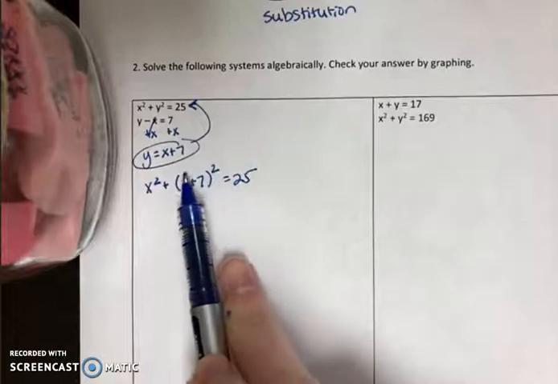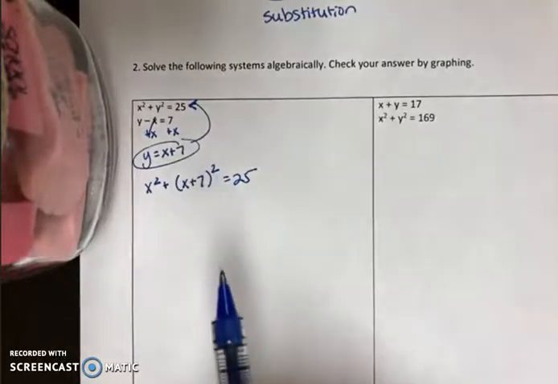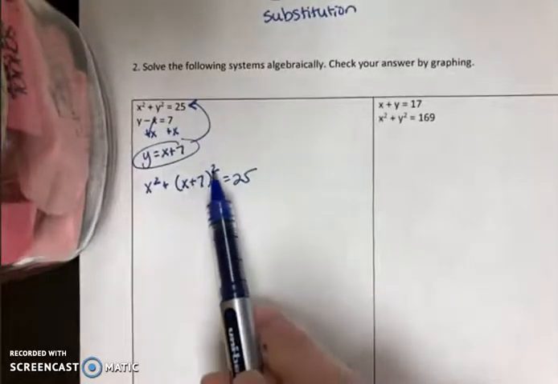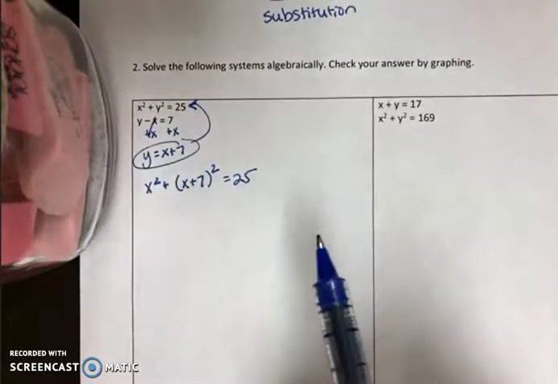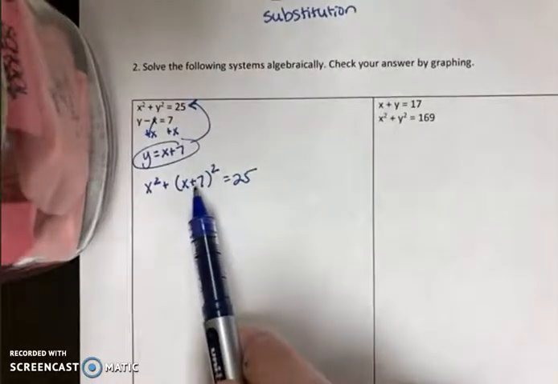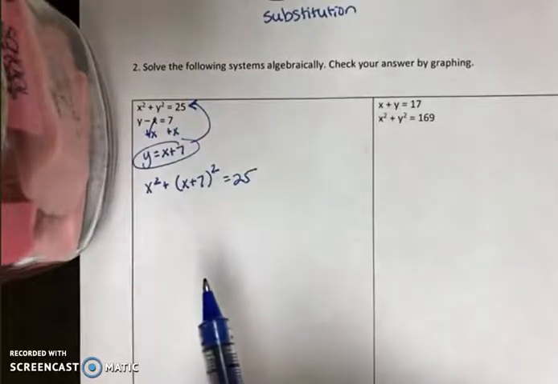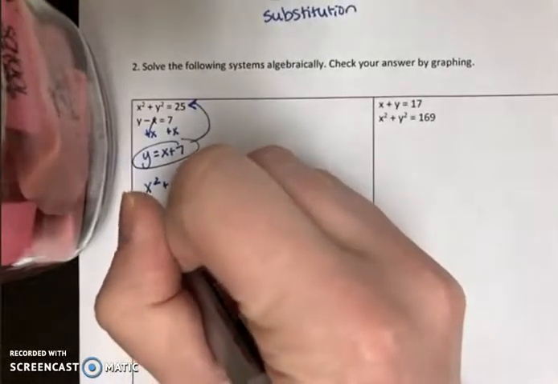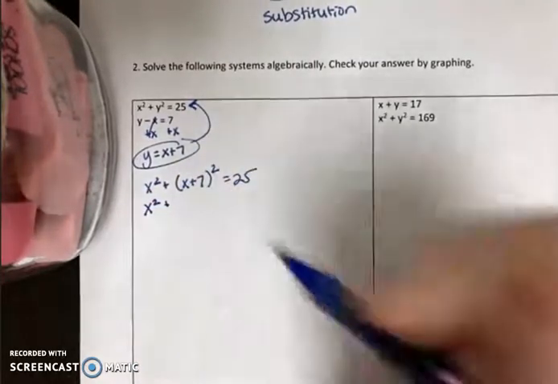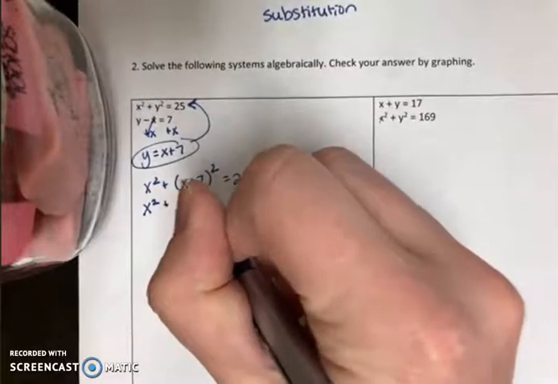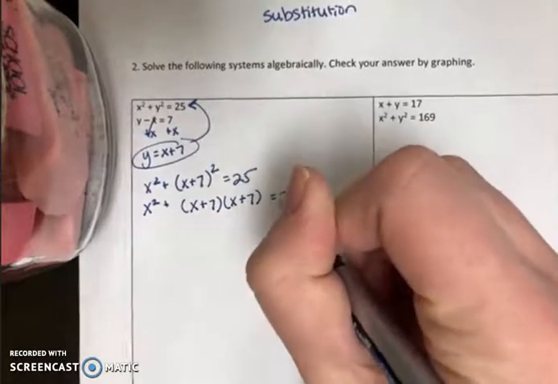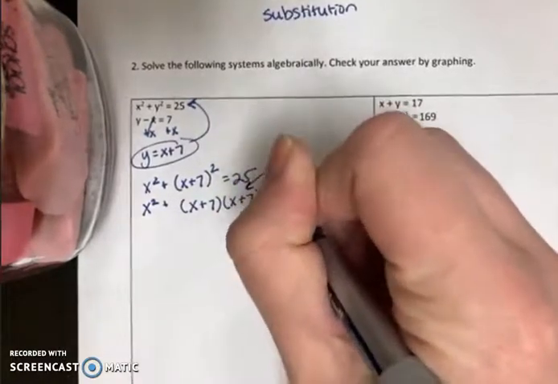Many people would like to distribute that 2 to each term. However, we cannot do that. You can only distribute the power if you have multiplication or division. When you're adding or subtracting, you need to FOIL it out. So what this really is going to look like is I'm going to have to rewrite x plus 7 squared as x plus 7 times x plus 7. And again, we are going to FOIL.